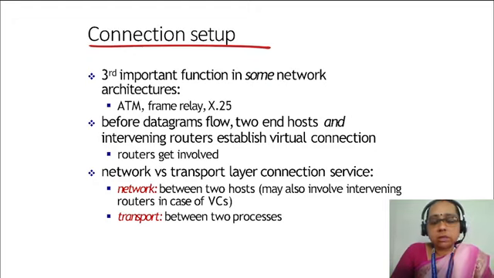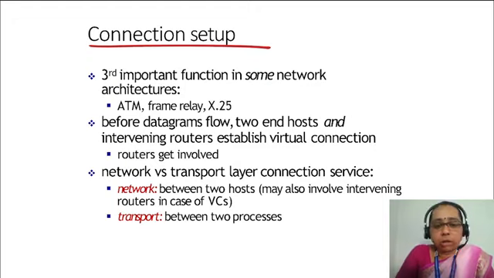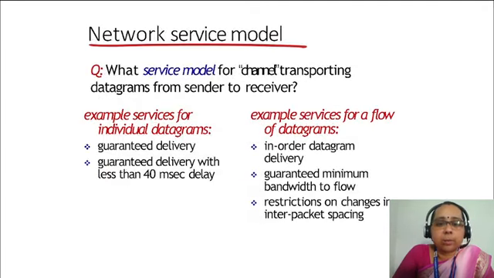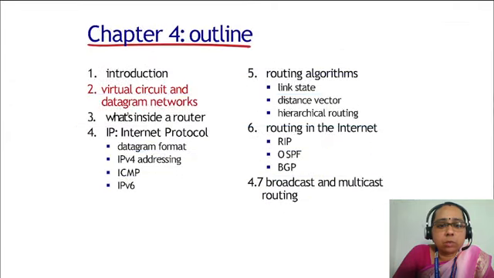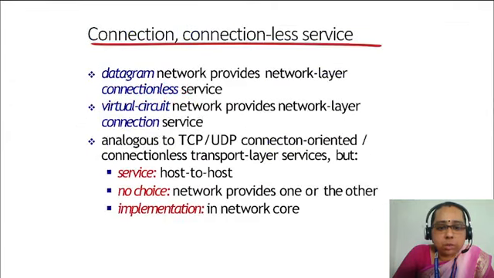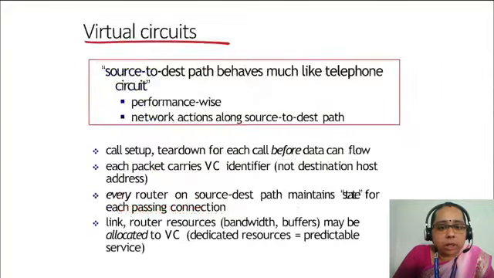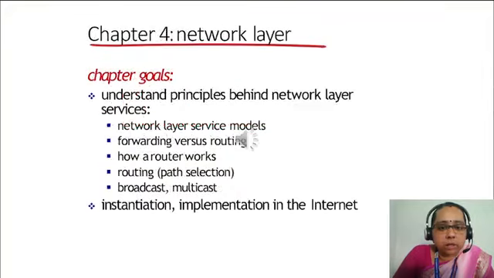Network versus transport layer connection services: the network layer is between two hosts, from where we are going to communicate, whereas the transport layer is communication between two processes. So these are the two differences between them. Which one will be the guaranteed one? That is the most important point in these network connections.